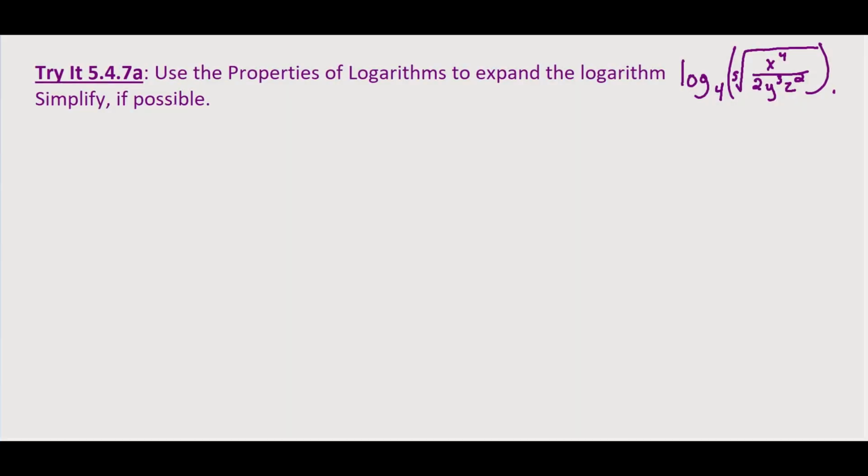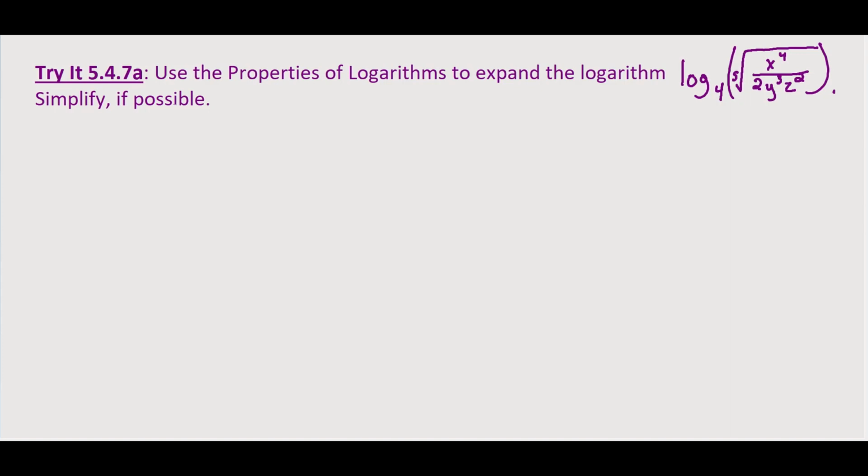Throwing one more thing into the mix, what do we do when we have a radical involved in the logarithm that we're asked to expand? In this case, we're told to use the properties of logarithms to expand the logarithm log base 4 of the fifth root of x to the fourth over 2y cubed z squared.